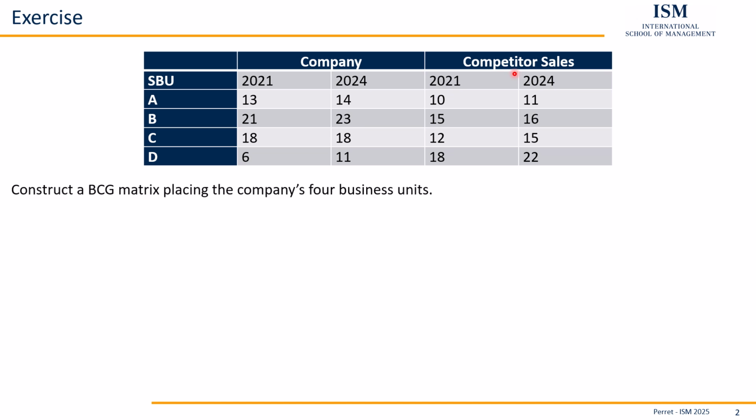Well, first we are asked to construct a BCG matrix where we then place our four business units. Since one of the dimensions of this matrix requires the relative market growth, we also need information on the inflation rate, which here can be assumed to be 1.4%. So with this information, we're ready to start. I'm just going to copy the data from before.